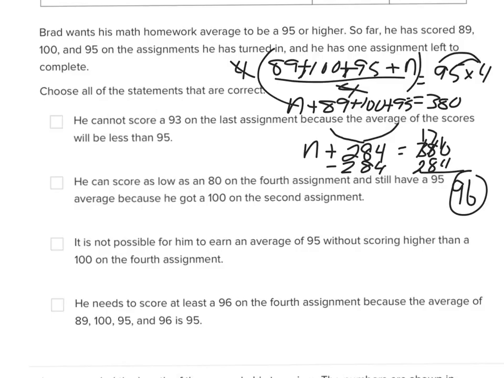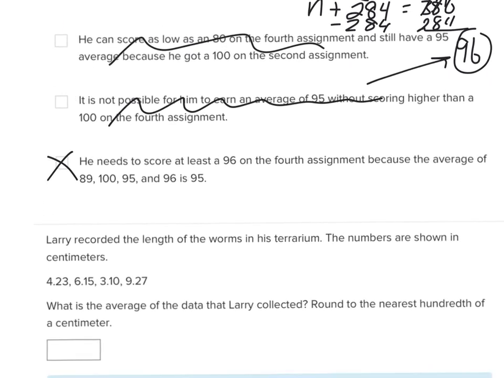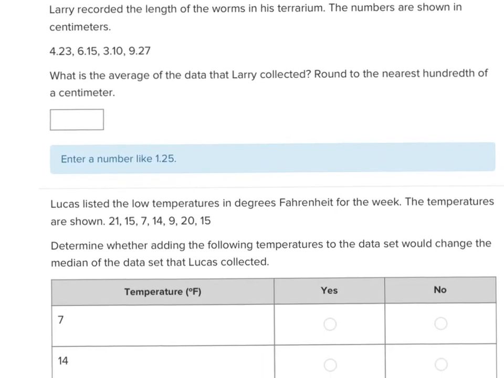He cannot score a 93 on the last assignment because the average of the scores will be less. That is true. He can't get a 93 because we need a 96. He can score as low as an 80? No, that is not true. It is not possible for him to earn an average of 95 without scoring higher than 100? No, he can get a 96. He needs to score at least a 96. Yes, there it is. All right.